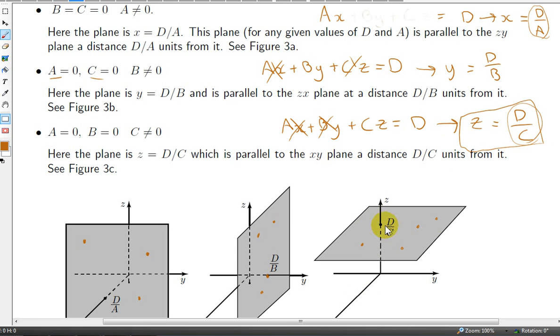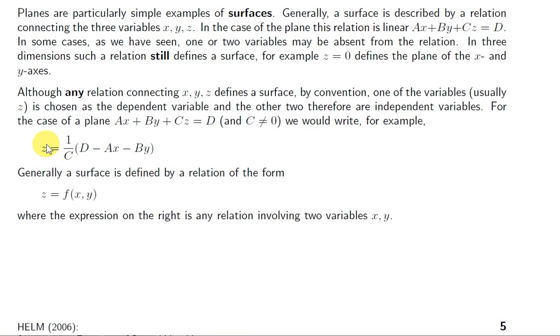Now d over c is shown here as a positive number. The plane is shown intersecting the positive z-axis, but of course the plane could be intersecting the negative z-axis. Similarly, these two planes are shown intersecting the positive x and y axes respectively. They could of course be intersecting the negative x and y axes. As we've seen already, we can make z the subject of the equation of a plane. So z then is seen to be a function of two variables, x and y.